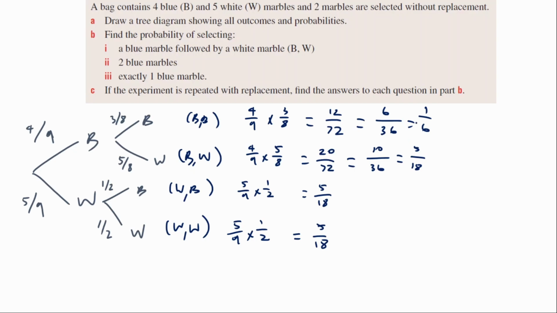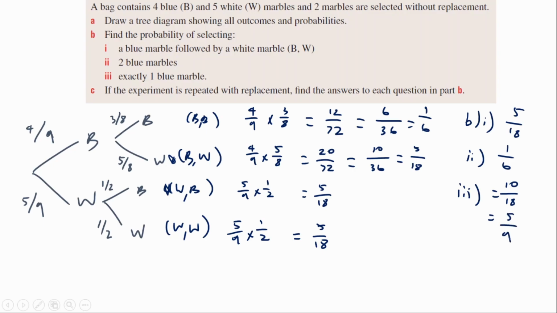Alright, now we can do the rest of these questions. Part 1, a blue marble followed by a white marble, so BW, that's that one there, it'll be 5 out of 18. Part 2, 2 blue marbles, that's that one there, will be 1 out of 6. Part 3, exactly 1 blue marble, so I'm just going to add this one and that one. It'll be 5 out of 18 plus 5 out of 18, which gives me 10 out of 18. Divide both of them by 2, gives me 5 out of 9. Alright, give yourself a tick for each one you got correct there. And good job for getting this far.